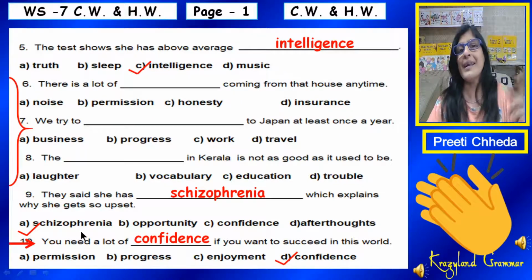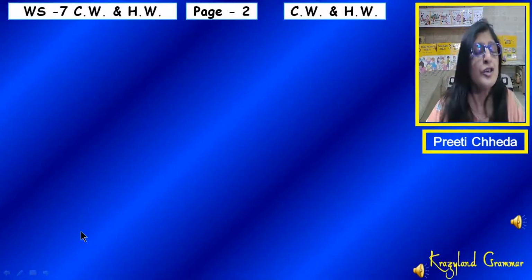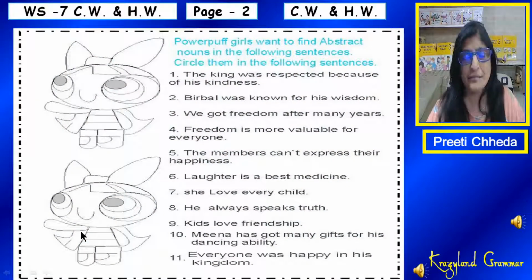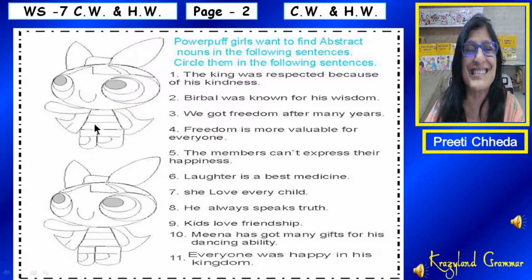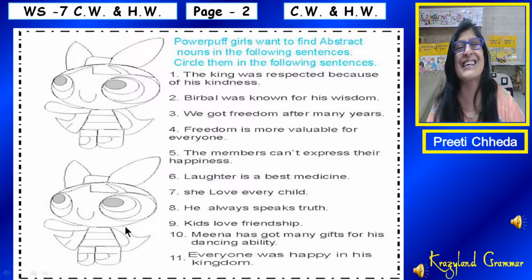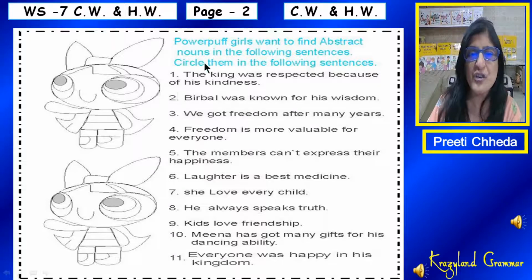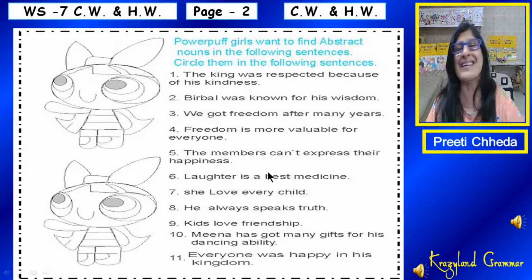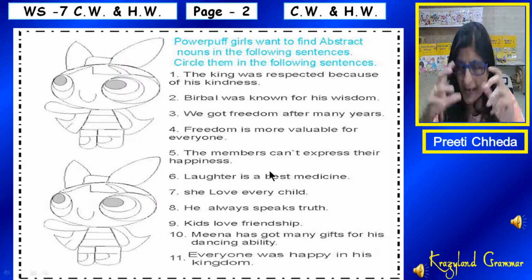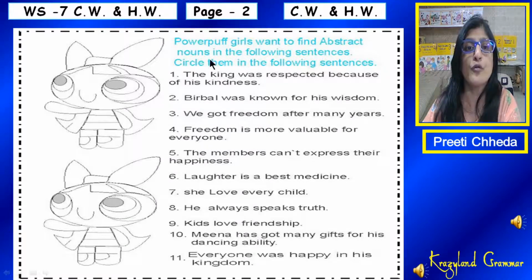Okay, so clear? Okay, now we proceed to the same worksheet, that is worksheet number 7, page number 2. Flip it. And ma'am always says, क्या करना है? Read the instructions carefully, and that is what you don't do sometimes. So read the instructions carefully. Okay, these two girls are Powerpuff Girls, and the Powerpuff Girls want to find abstract nouns in the following sentence. The Powerpuff Girls को क्या करना है? Abstract noun ढूंढना है. And what they have to do? Circle them in the following sentence.